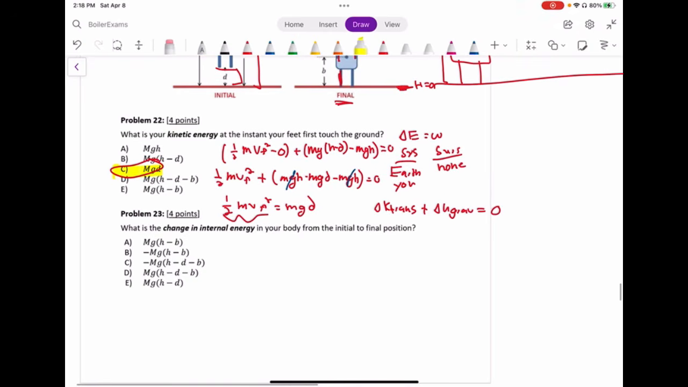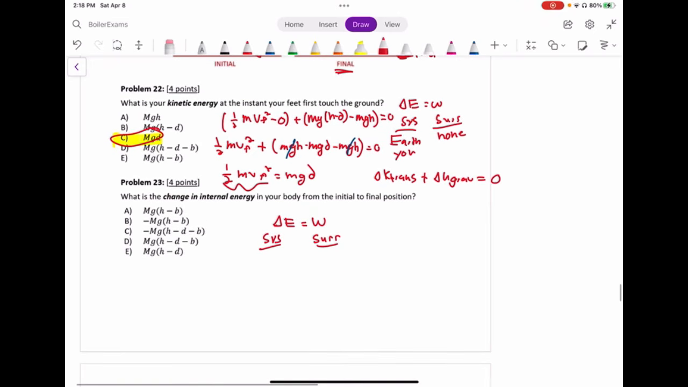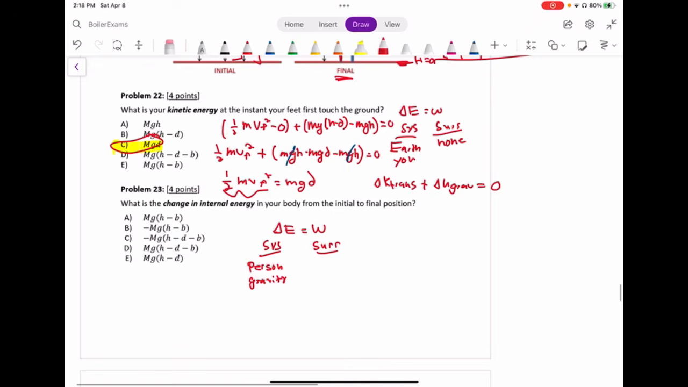What is the change in internal energy in your body from the initial to final position? Let's set up our energy principle. Delta E equals work, system, surroundings. Let's put everything in our system: person, gravity. Those are the only things contributing here. Also, I called it gravity this time, but it's gravity / Earth.